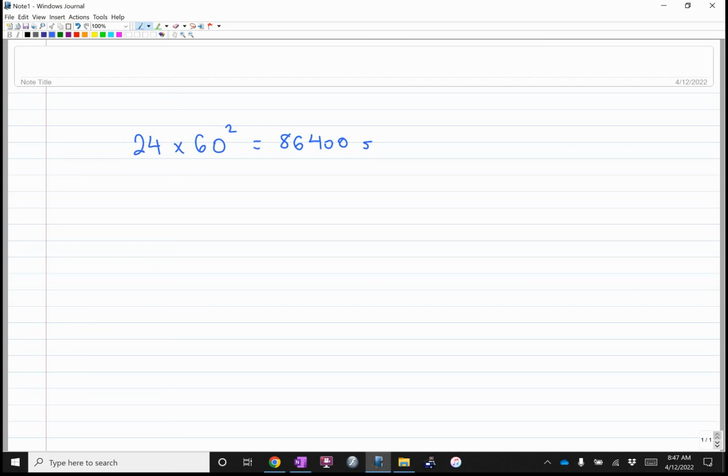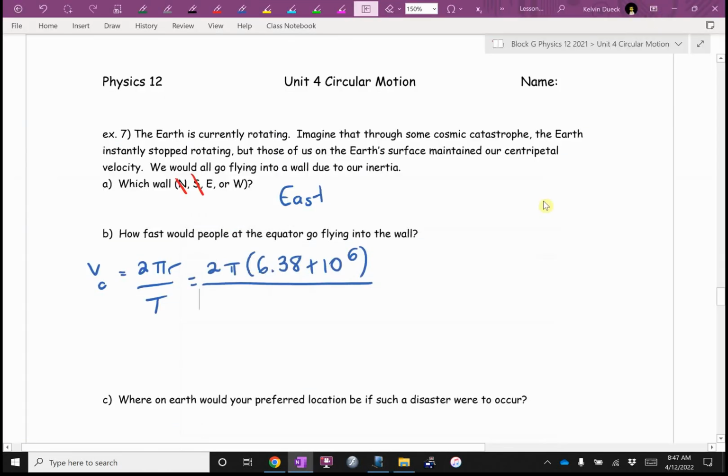Mr. Dewick, are there not 24 hours in a day? Mr. Dewick, wait a minute. Have we been lied to? All this depends what you mean by a day. For now, we'll use the one on our formula sheet, which is 8.61 times 10 to the fourth.